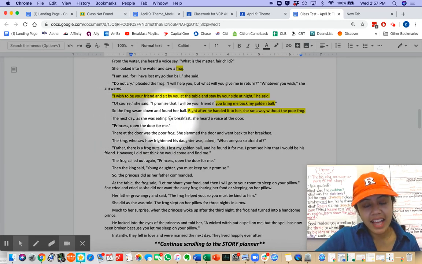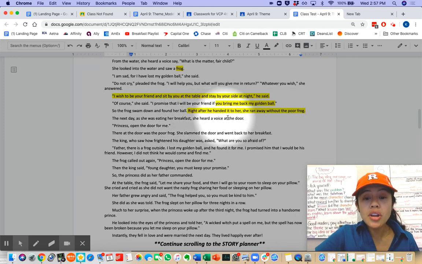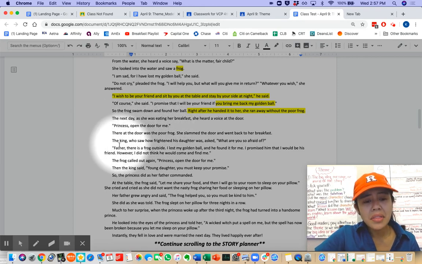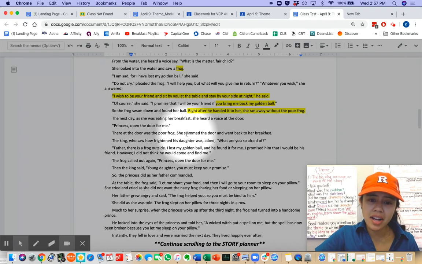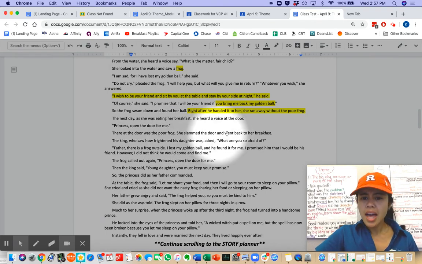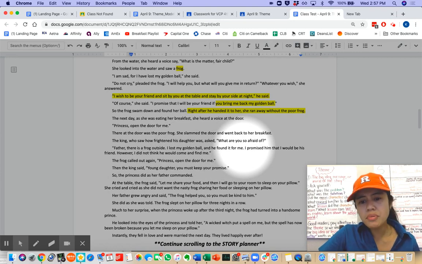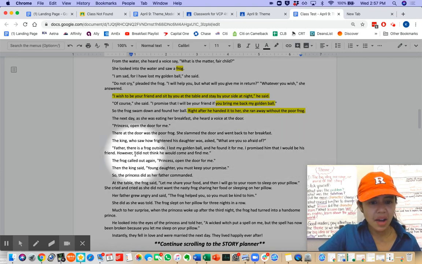The next day, as she was eating her breakfast, she heard a voice at the door. "Princess, open the door for me." There at the door was the poor frog. She slammed the door and went back to her breakfast. The king, who saw how frightened his daughter was, asked, "What are you so afraid of?" "Father, there is a frog outside. I lost my golden ball and he found it for me. I promised him that I would be his friend. However, I did not think he would come and find me.